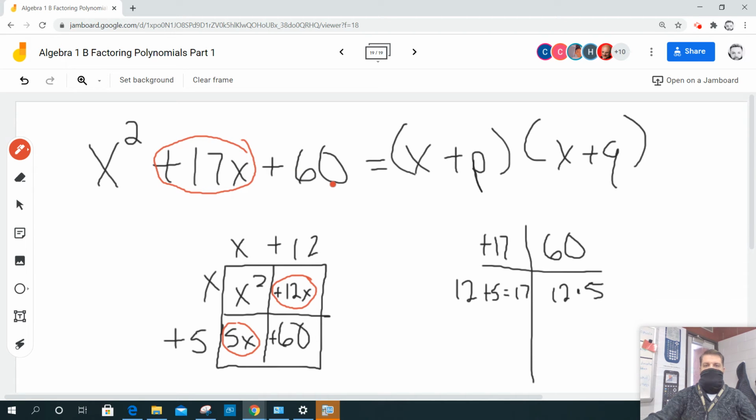So then the final question is, what's p? Well, in this case, p can equal 5 and q can equal 12, or p can equal 12 and q can equal 5. In other words, it should look like this.